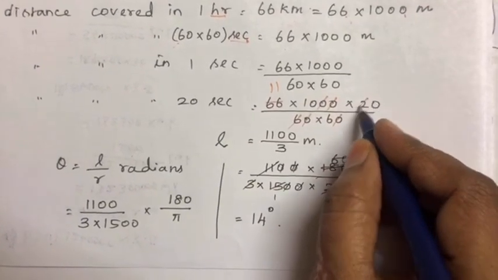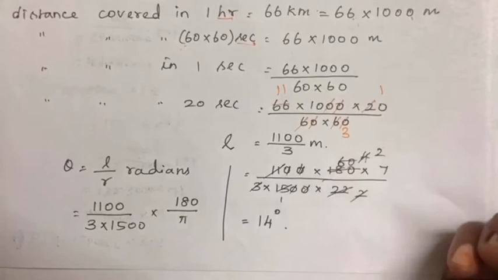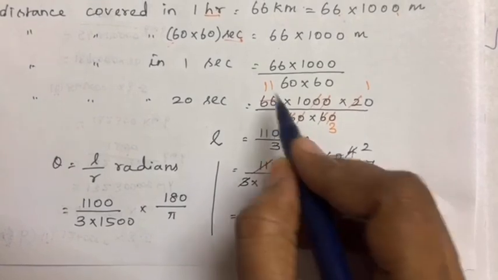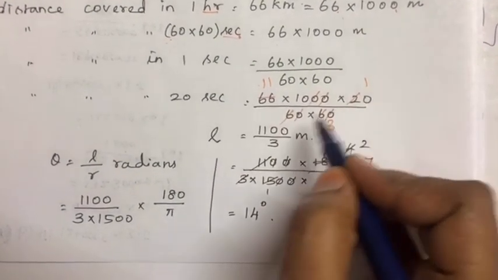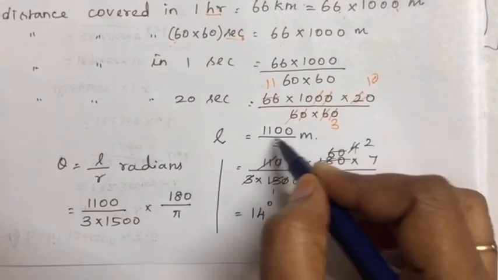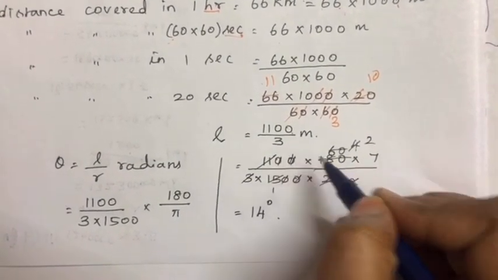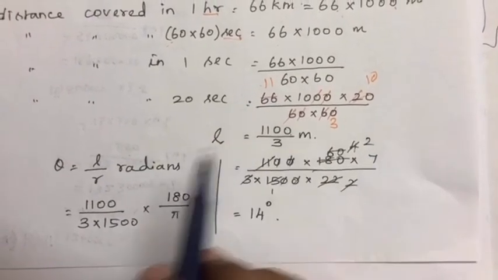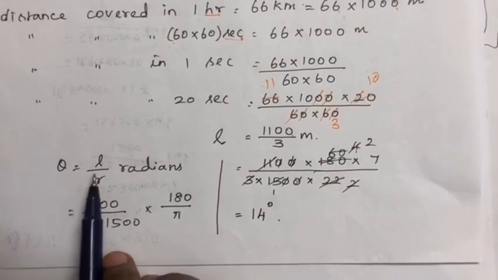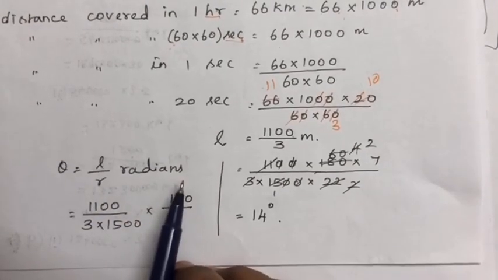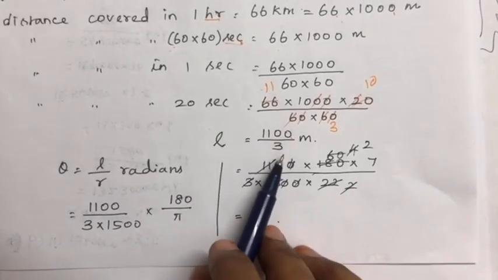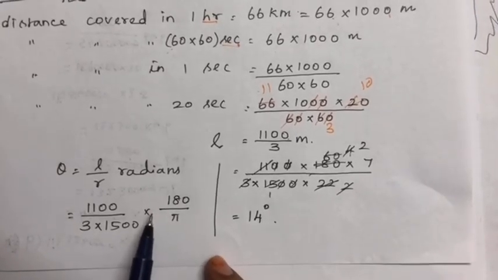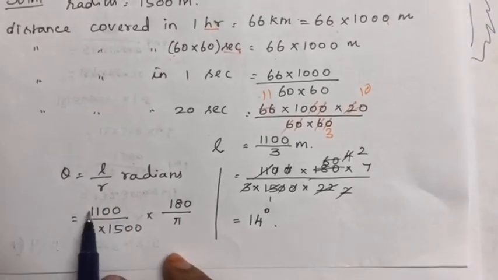11 times. So, 1, 3. Okay. So, it is 1100. 11 into 10 into 10. So, 1100 divided by 3 meters. That is the L, distance covered, the length. Okay. Now we have to find theta. So, theta is equal to L by R radians. L is 1100 divided by 3. Okay. So, radians. This L is 1100 by 3.